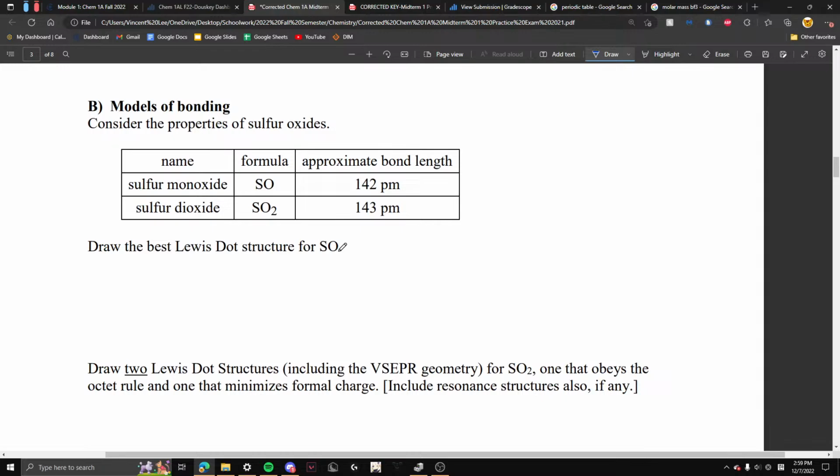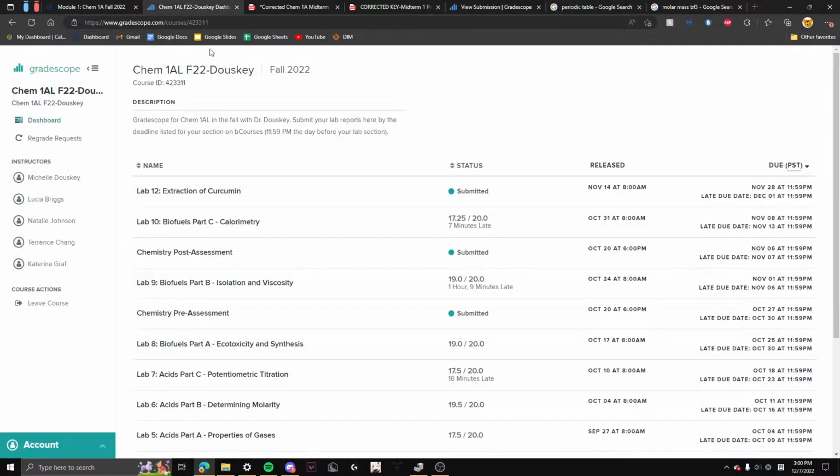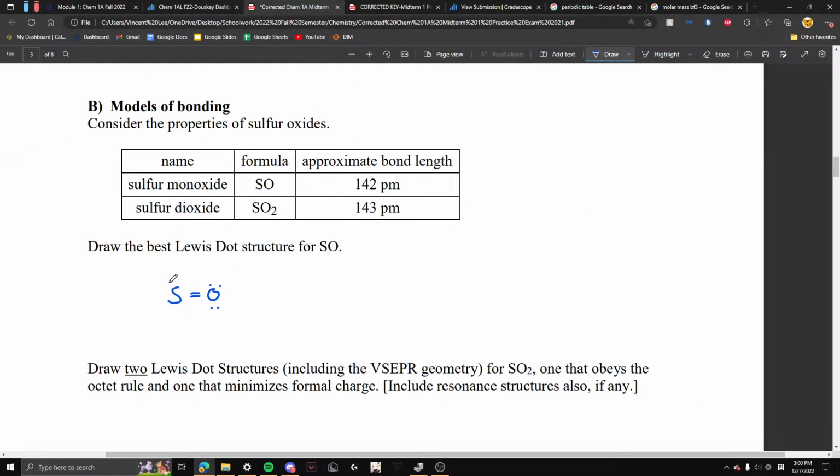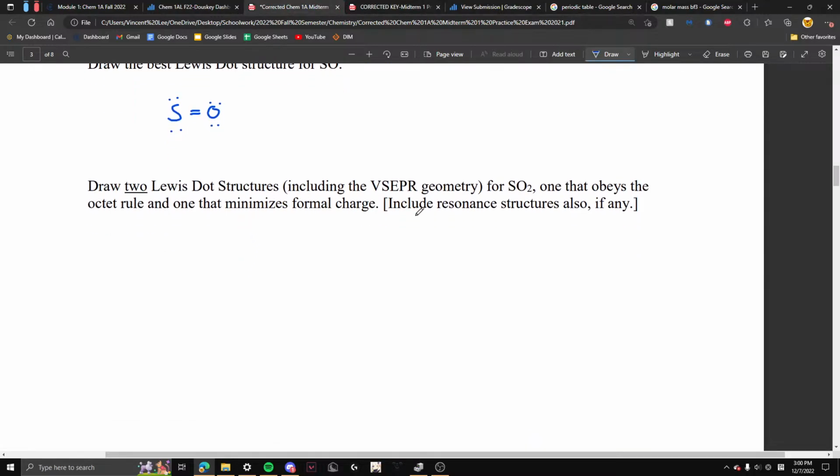Okay, sulfur oxide. So let's just start with sulfur, oxygen. We probably want to satisfy oxygen because it's the easier of the two, and I know oxygen's valence is like 6, so it's going to be happy with a double bond. And now we just fix up sulfur. So if we look at the periodic table, sulfur has 6 as well. It's the same as oxygen, so I think it would be perfectly happy if it looked like that. Yep.